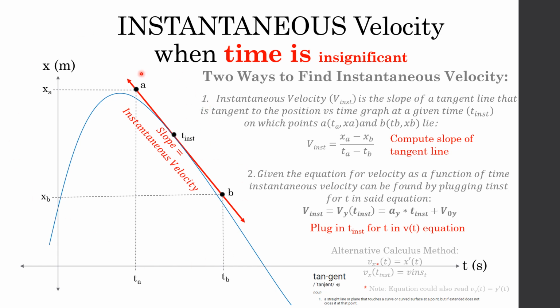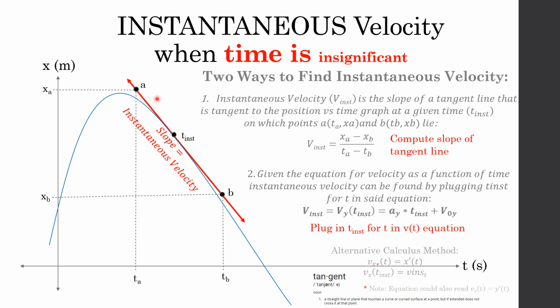So the first method I'm going to go over is if you're given a graph like this one, okay? In that case, you're going to draw a tangent line, and just to be clear, a tangent line is a straight line or plane that touches a curve or curved surface at one point, but it doesn't cross it at any other point, okay? So it only touches it right at t instantaneous, which in the example I was saying was at t is equal to 5, okay? So it only touches the curve at that point, but then it continues on, right?